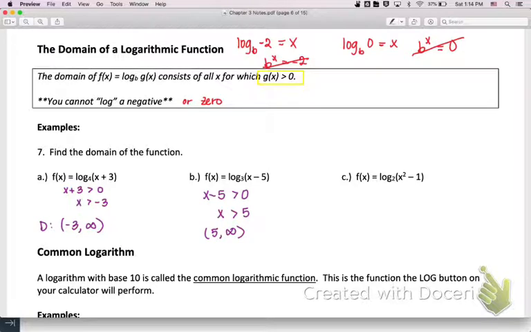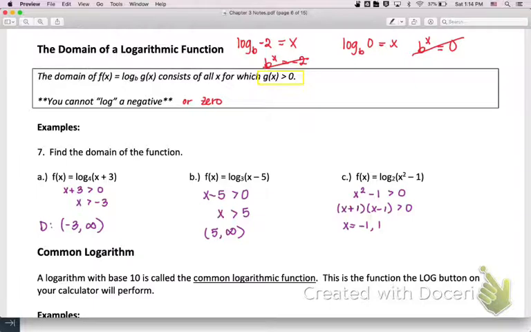Now c is a little bit trickier because we've got a polynomial function in there. The rule is exactly the same. X squared minus 1 must be greater than 0. But now we have a polynomial inequality. And remember, a polynomial inequality always needs to be compared to 0. So we don't want to add 1 to both sides. It doesn't work that way. We need to work on factoring the left side and figuring out where it's equal to 0. So that's going to be x plus 1, x minus 1 greater than 0. So our boundary points are going to be -1 and +1.